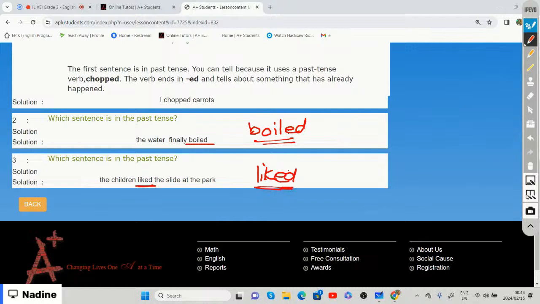Right? So remember, with regular past tense, we add the ed, or we add the d to show the regular past tense verbs. So boiled and liked, I'm going to put over here. Boiled and liked.